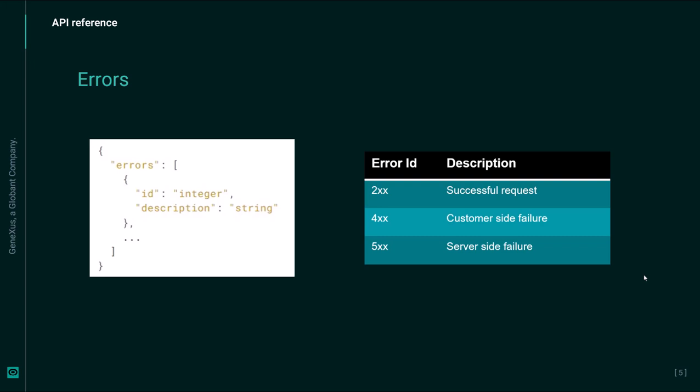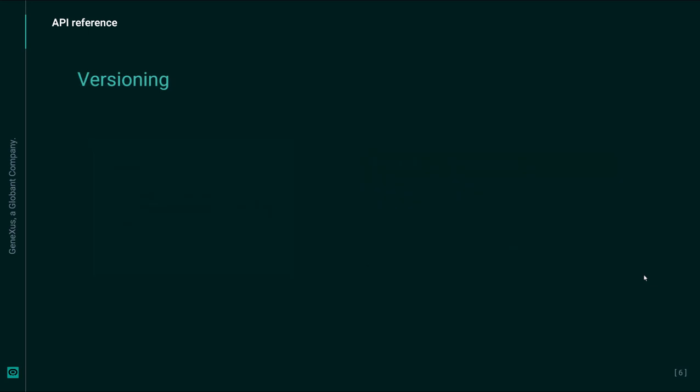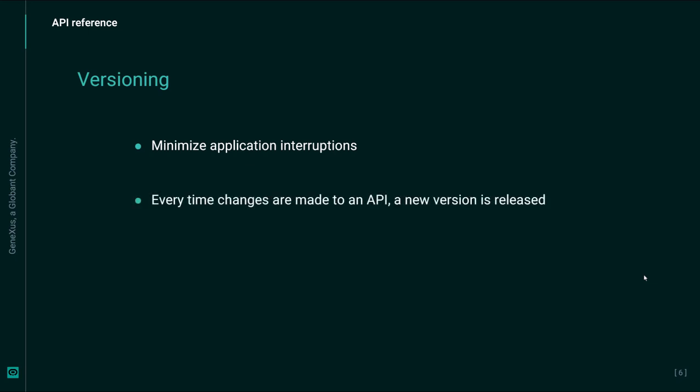Alright, let's move on to versioning. The API version control strategy is designed to minimize application outages when backward incompatible changes are introduced. Every time changes are made to an API, a new version is released. This approach allows you to continue using the previous version of the API until you can upgrade to the latest version.